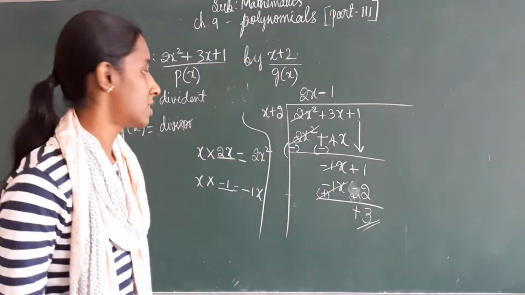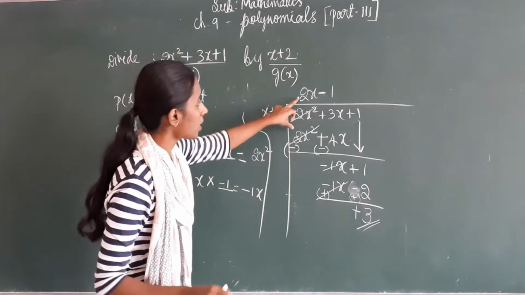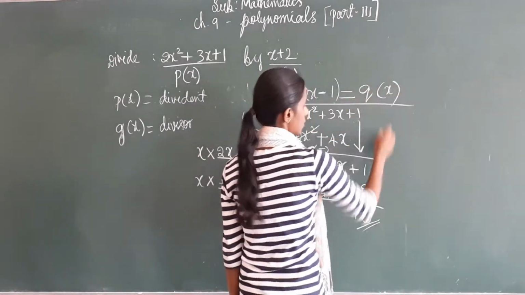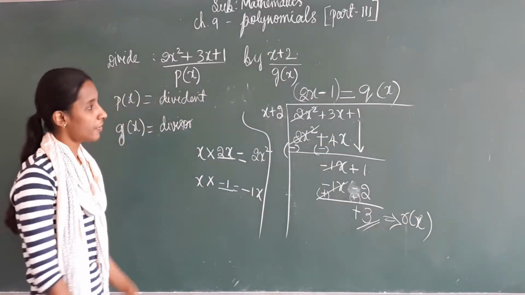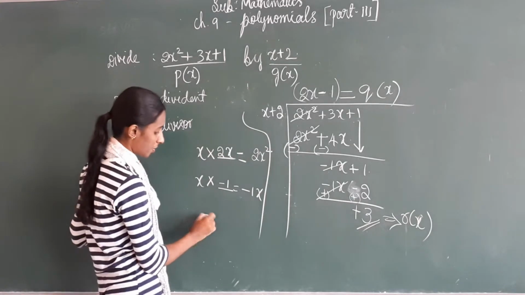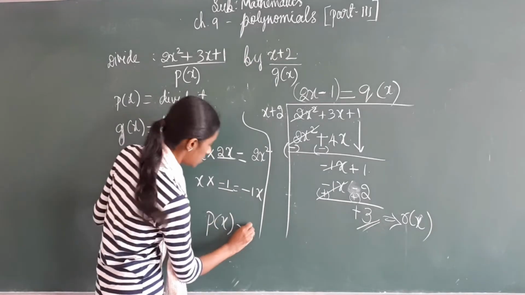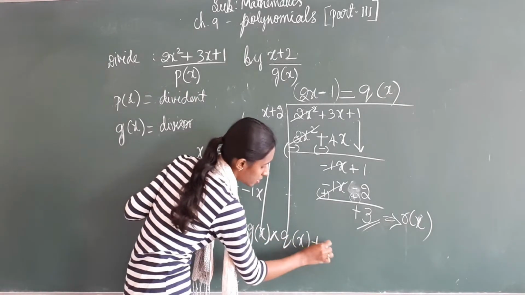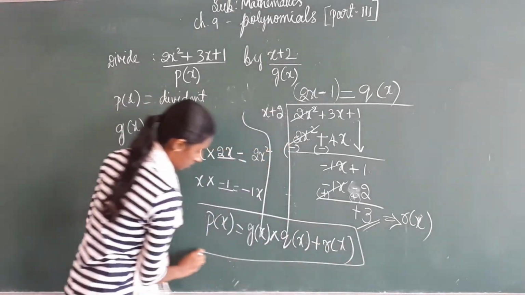Dividing the polynomials. Now, here p of x is the dividend, g of x is the divisor. What about 2x minus 1? This is the quotient, and this is the remainder. q of x is the quotient and 3 is the remainder. You have one formula that you have to remember. You have already learned this in 9th standard. Dividend is equal to divisor into quotient plus remainder. This is the formula. Important, you have to remember.